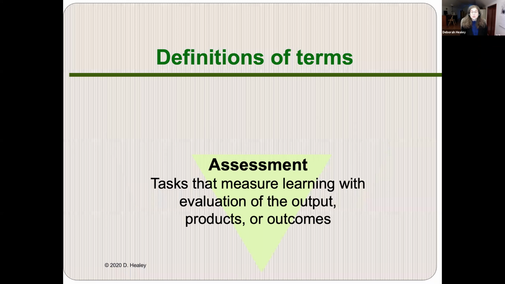And then of course, what you get with good objectives is you have a way of doing assessment where your tasks measure learning with evaluation of the, as it says, the output, products, or outcomes. But your assessment is tied to the objectives. If you don't have an objective for it, you don't have an assessment. And they have to work hand in hand so that they work absolutely together. Objectives lead to assessment. Assessment is based on the objectives.